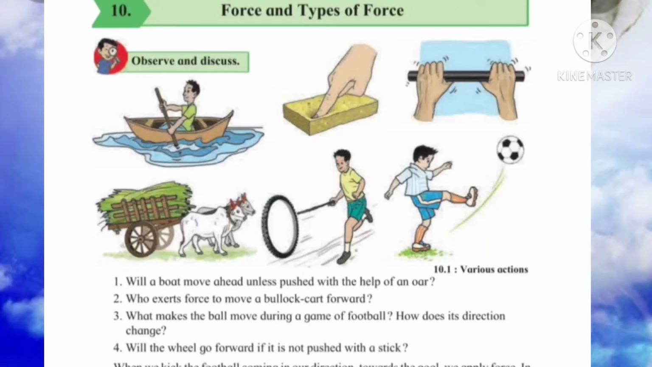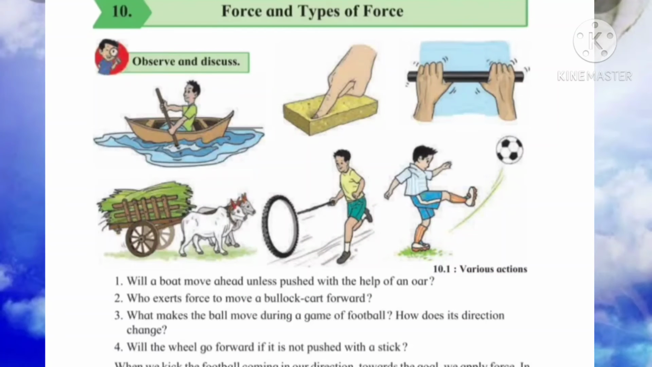Here some pictures are given, so observe them carefully. See that man sitting in a boat. Then next one, pressing of a sponge. Then a rod, bending of the rod. Then a moving bullock cart. That boy is playing with a tire. Again another boy is playing with a ball. So these examples are given.